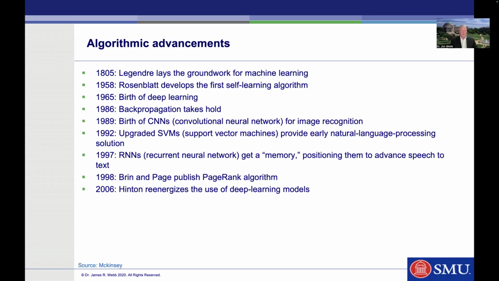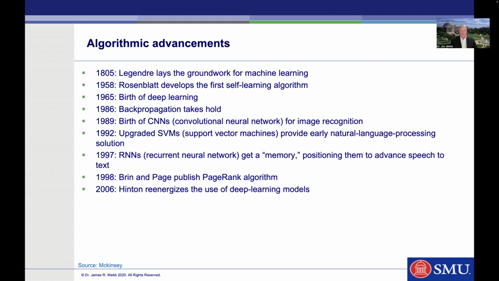So here's algorithms. Back in 1805, we have the groundwork for machine learning. It wasn't until 1958 that we actually developed the first self-learning algorithm. 1965, deep learning.